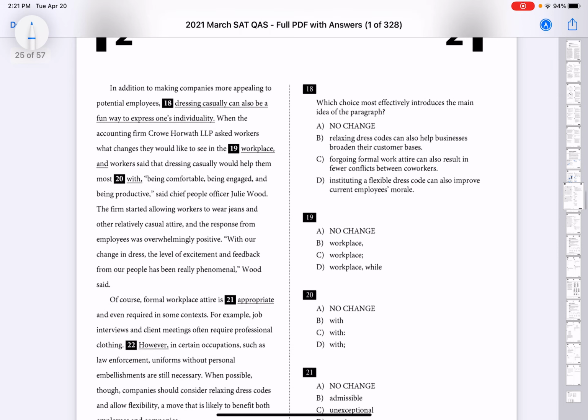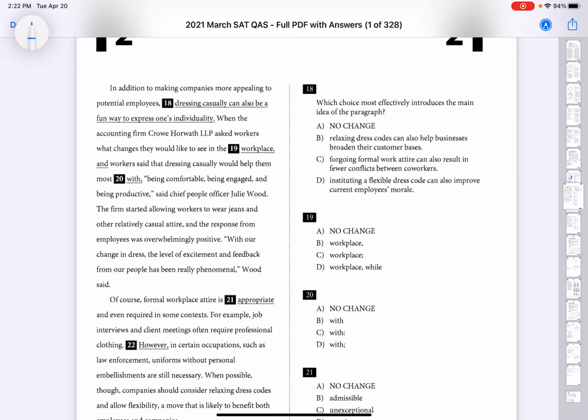All right, number 18. It says, in addition to making companies more appealing to potential employees, introduce the main idea of this paragraph. All right, so to do this one, we actually have to read what they're trying to do in the paragraph. So let's read the rest of the paragraph first. It says, when the accounting firm CHLLP asked workers what changes they would like to see in the workplace, and workers said that dressing casually would help them most with being comfortable, being engaged, and being productive.